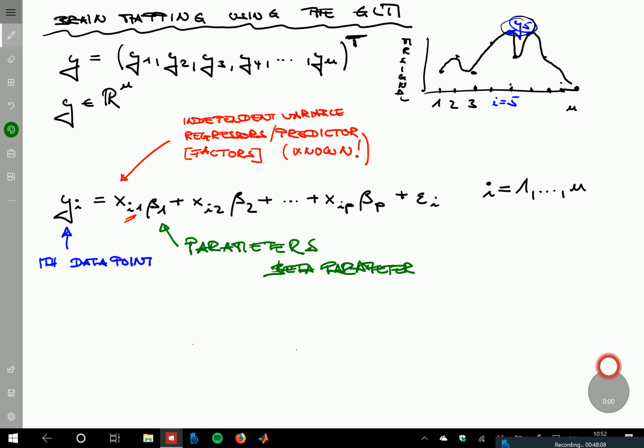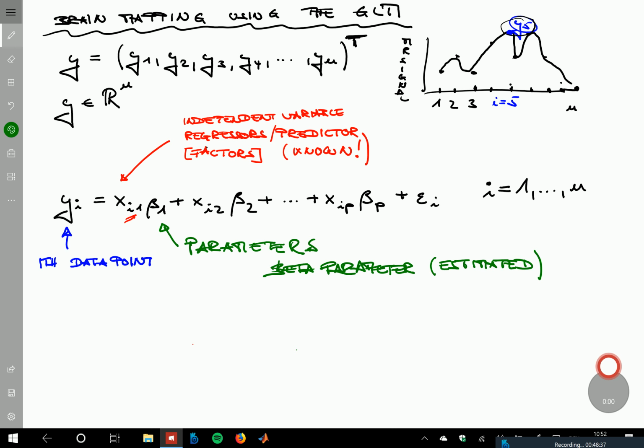Note, and this is very important, parameters are estimated and not known before you have the data. So they are estimated or fitted, and they are constant for different values of i. So they don't have an index i. The beta parameters are constant over data points. And there are as many as there are regressors.